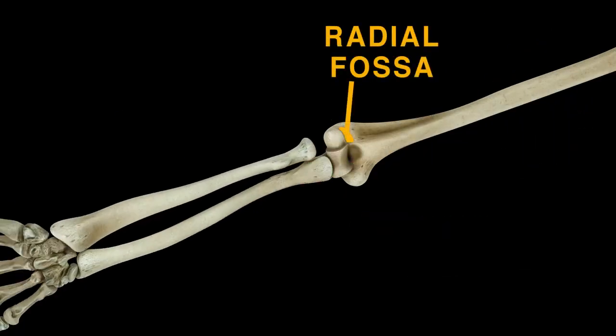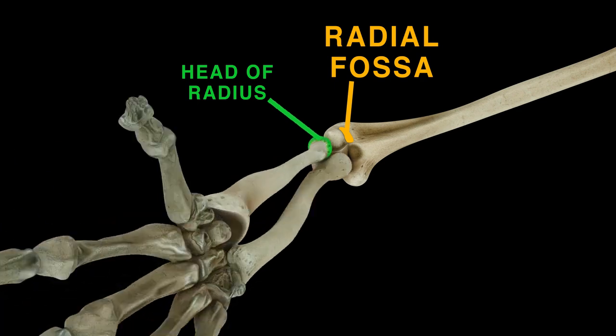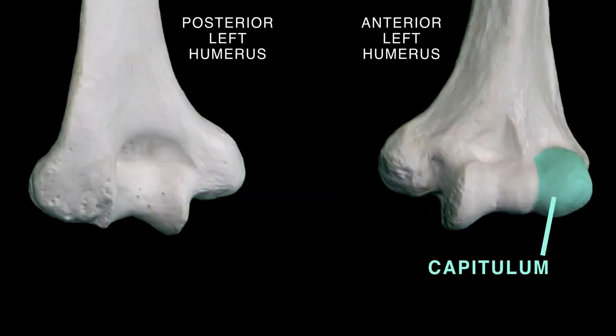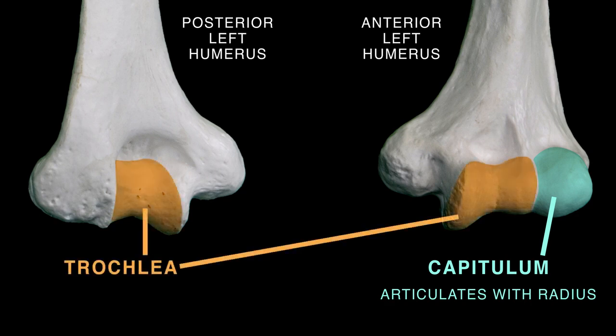The radial fossa is located laterally on the anterior surface of the distal humerus, and this part receives the head of the radius during maximum flexion of the elbow. The capitulum of the humerus is a rounded eminence forming the lateral part of the distal humerus. It articulates with the head of the radius. The trochlea is found on the medial portion of the distal humerus and articulates with the ulna.